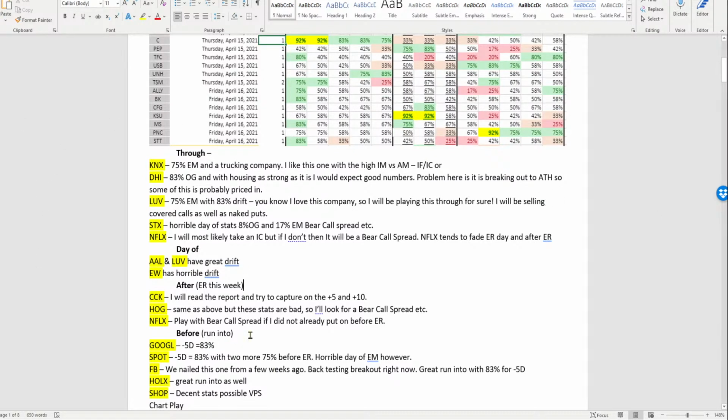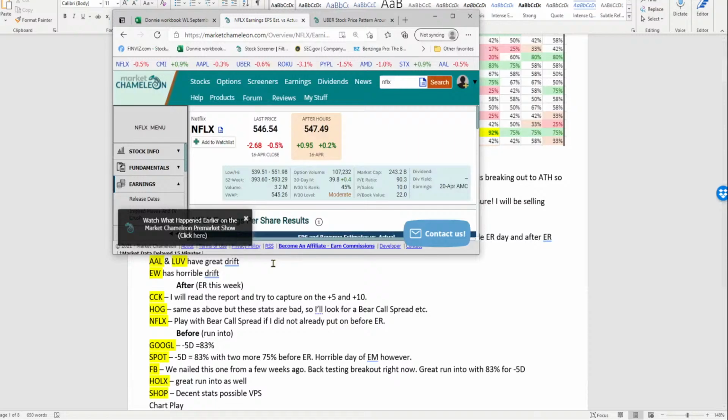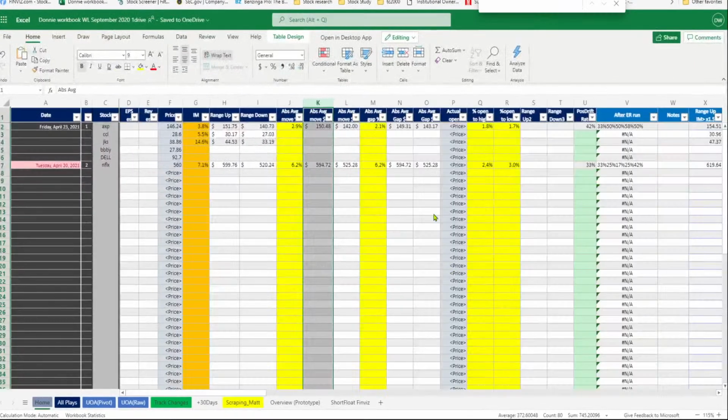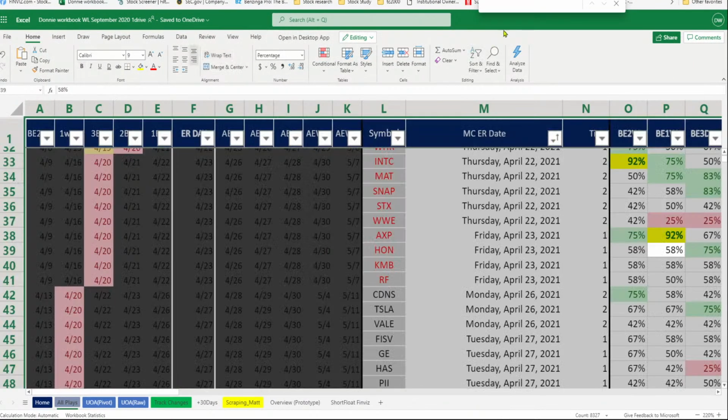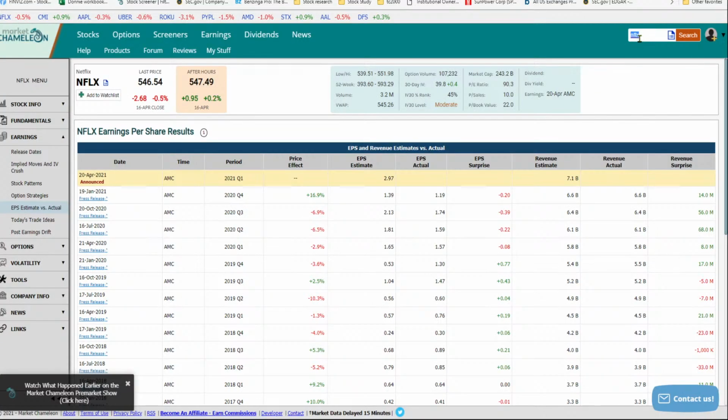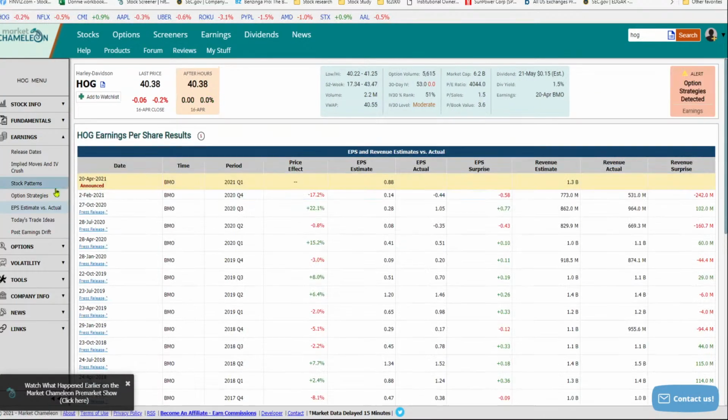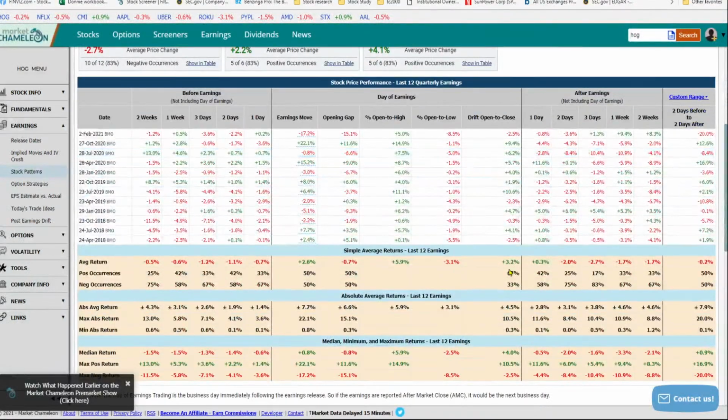All right. So after Netflix, you guys see I have HOG and CCK in here as well. If you look at their stats, on this screen, it actually might be better just to pull up the actual ticker so you can see. So you can see HOG, they have a 67% drift, but then 1 week, 2 weeks after, you're at 33%. So a vertical call spread, a bear call spread targeting that time frame would be a good one to take.